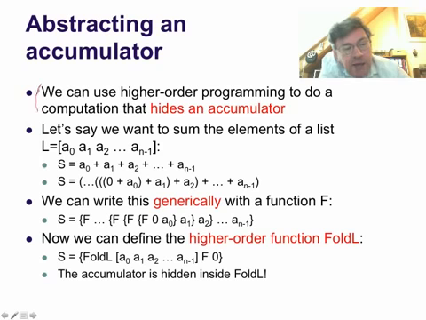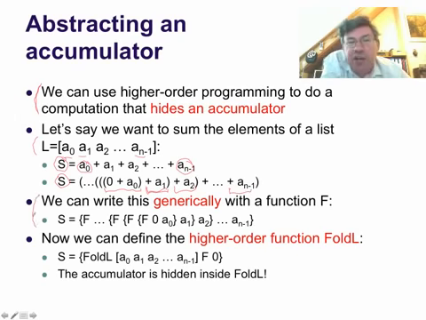We can hide an accumulator by using higher order programming. So let's say we want to sum the elements of a list. We have a list A0, A1 up to An-1, and the sum is going to be A0 plus A1 up to An-1. Let's write this sum in this way, left associative. So we have 0 plus A0, then we add A1, then we add A2, and so on, up until adding An.